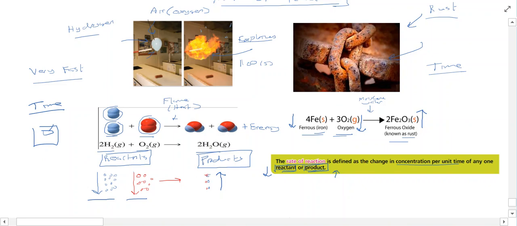So you get this massive reaction, like an explosion, and that is what an explosion is. Explosions are very fast reactions and they produce large volumes of gas in a very short period of time. Whereas rusting takes a long time to happen. So basically, this is the definition: the rate of reaction is defined as the change in concentration per unit of time of any one of the reactants or the products. The reactants decrease as the reaction happens and the products increase, and it's the time it takes for that to happen that we mean by the rate of a reaction.